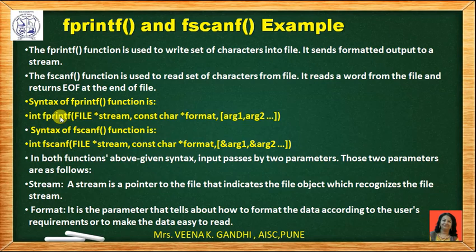In the fprintf function, the file pointer is open in write mode. So the file is open in write mode, and whatever values are in argument 1 and argument 2 are written into the file according to the format string. In fscanf, the file is open in read mode and it reads data according to the format from the file and stores that value into argument 1 and argument 2, like that.